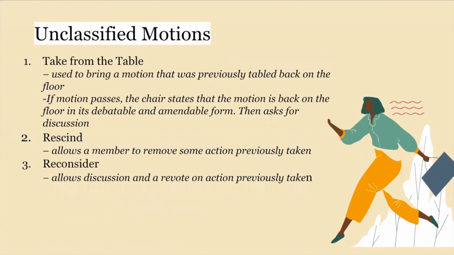And then unclassified motions, these are motions that don't fit into a specific category but are very important. So we talked about how to lay something on the table, but this motion, take from the table, is used to bring a motion that was previously tabled back on the floor. So this is to bring something up that someone said they wanted to lay on the table until the next meeting. Okay, now we're at the next meeting. Let's take this from the table and discuss it again.